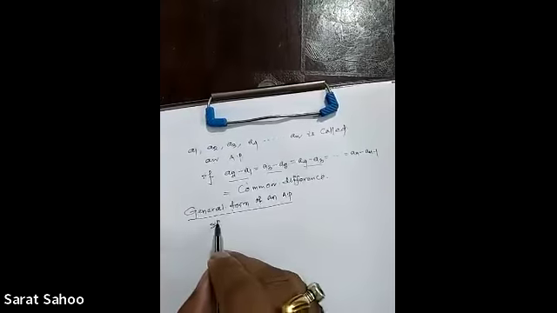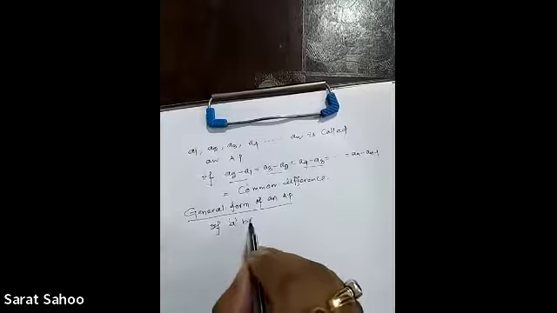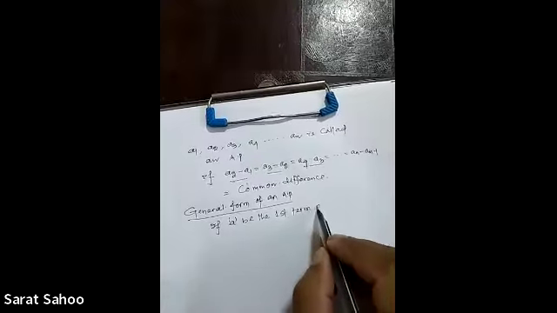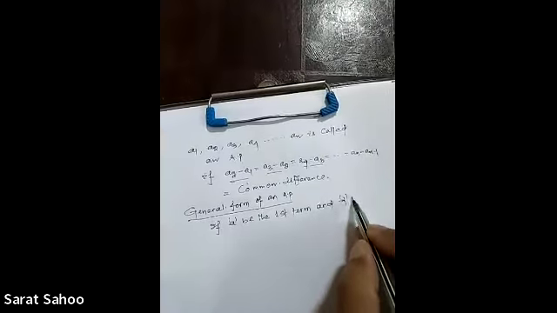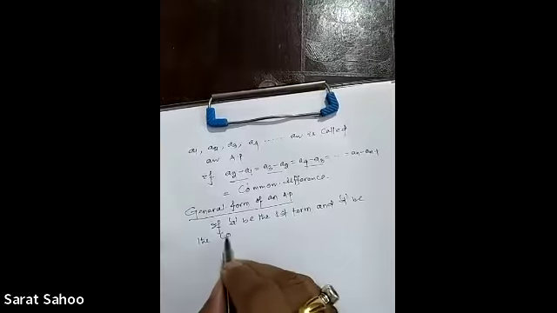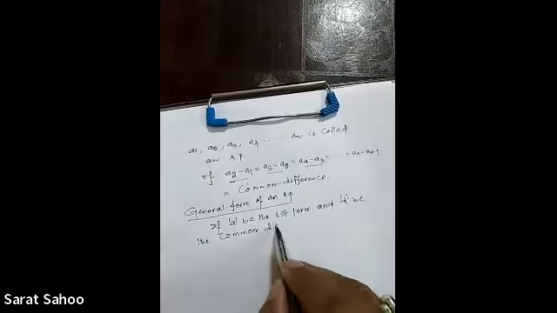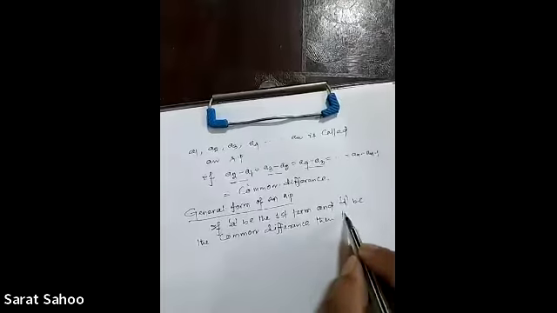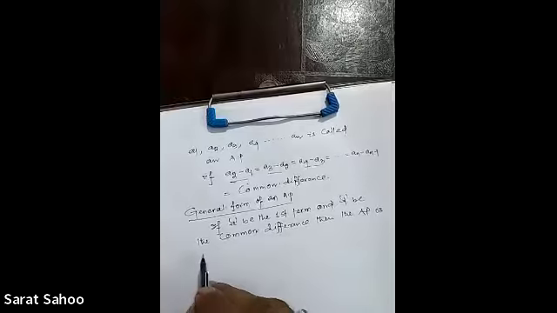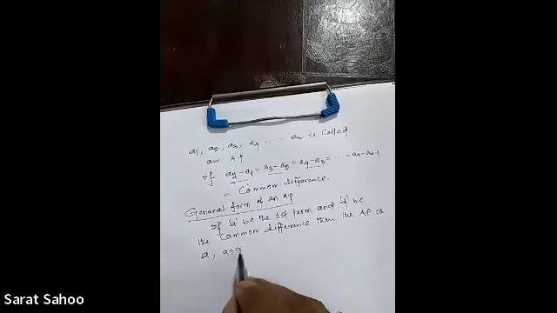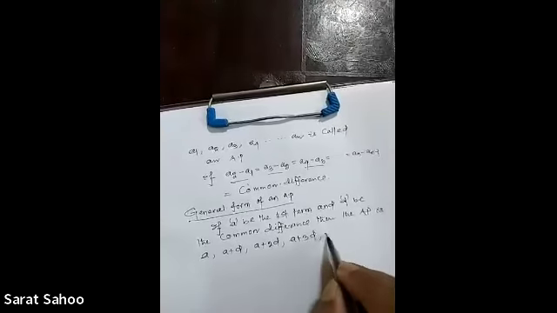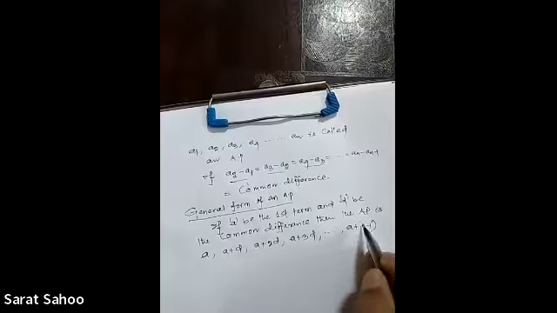If A is the first term and D is the common difference, then the AP is A, next term will be A plus D, A plus 2D, A plus 3D, up to A plus (n minus 1) into D.